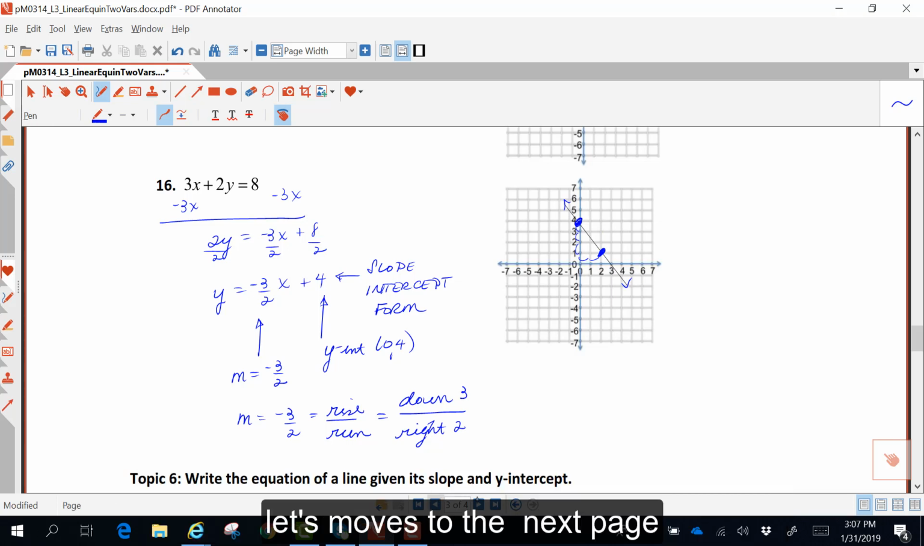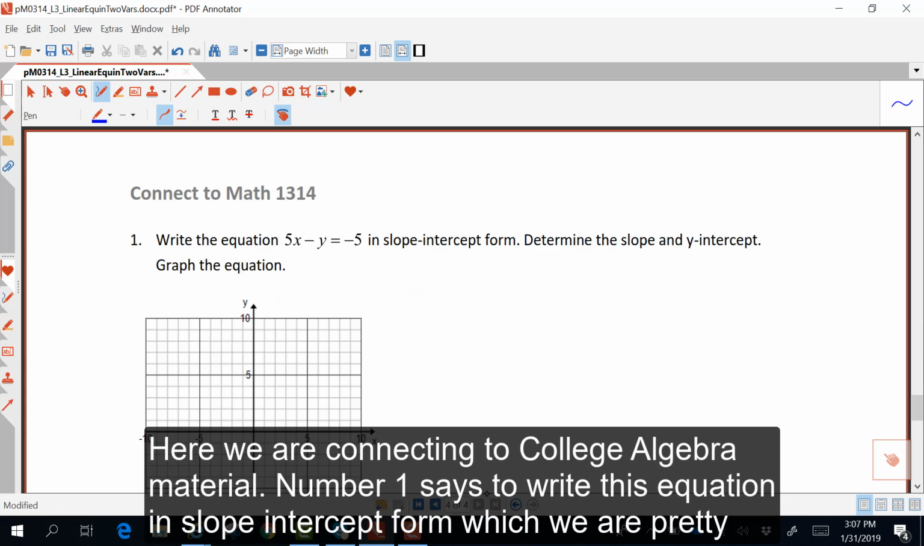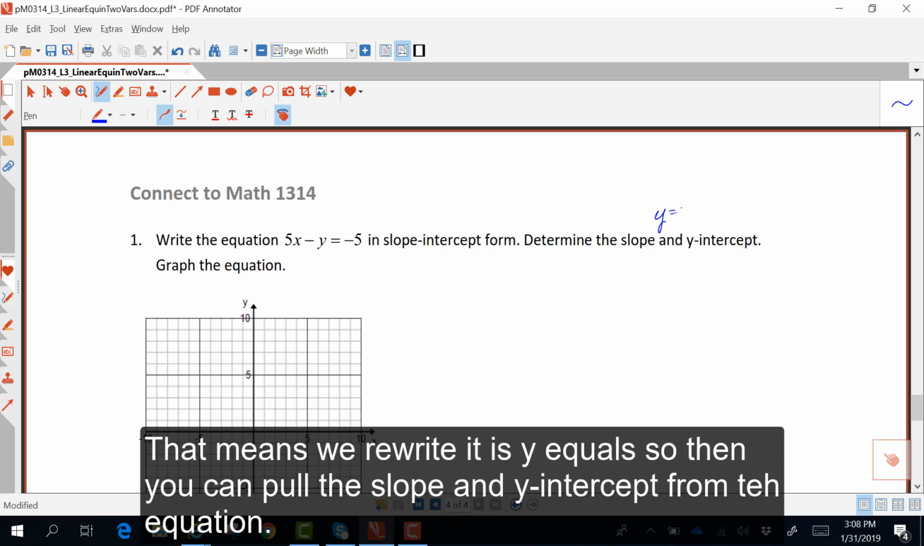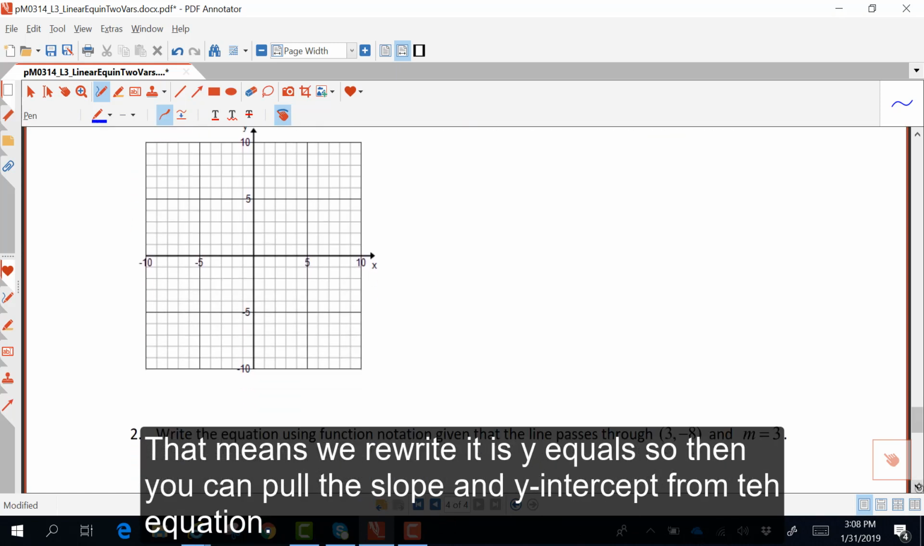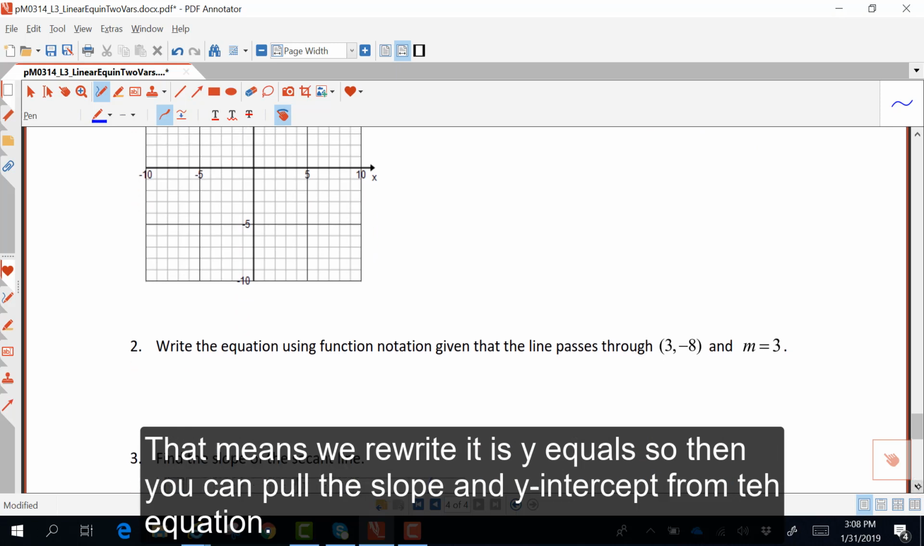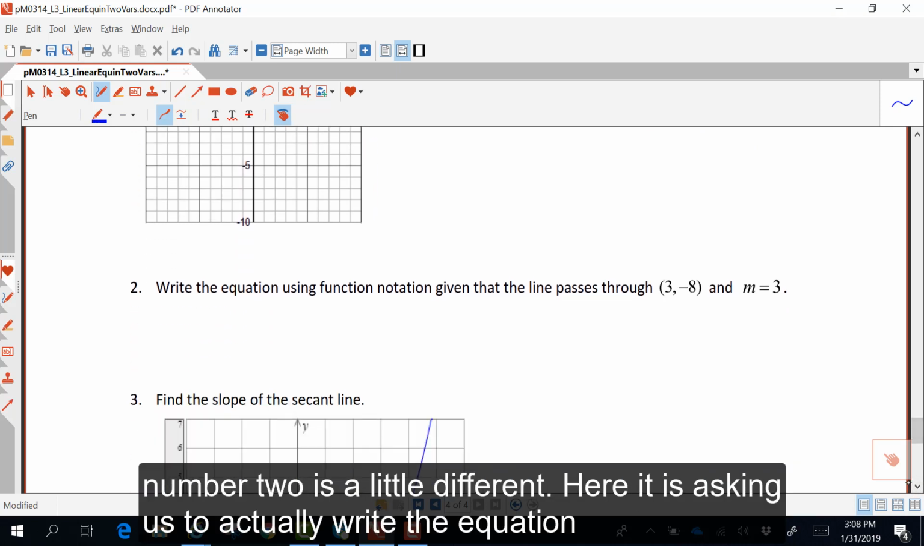Now let's move to the next page. Here we are connecting to college algebra material. Number 1 says to write this equation in slope y-intercept form, which we're pretty good at now. That means be certain you rewrite it as y equals, so then you can pull the slope and y-intercept from the equation. Number 2 is a little different.